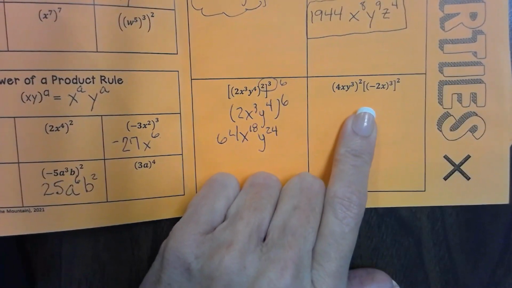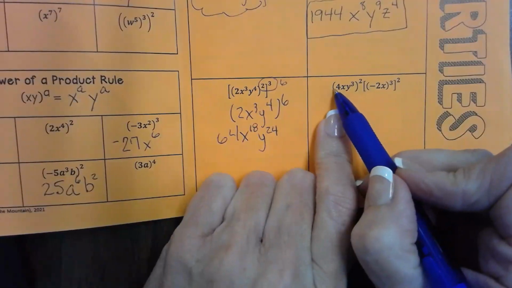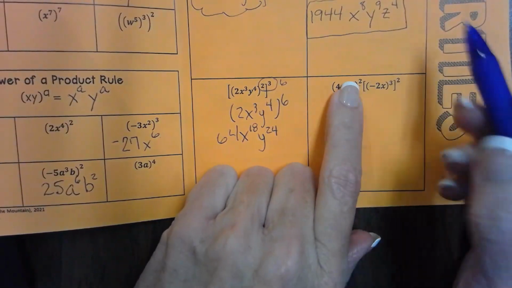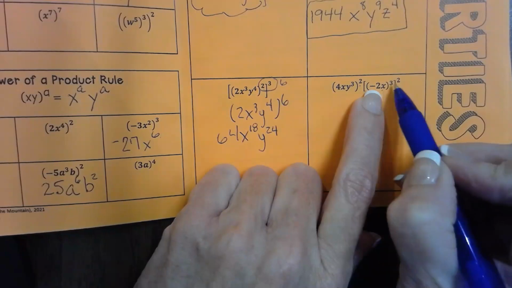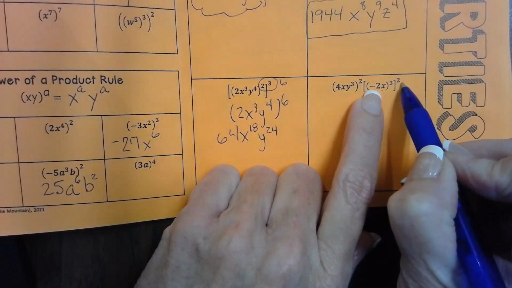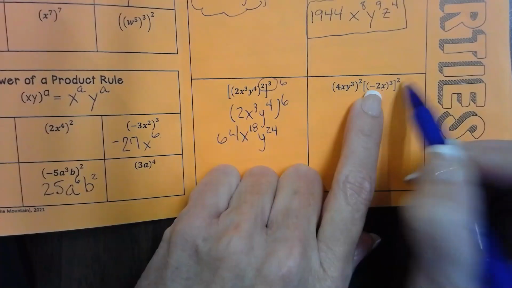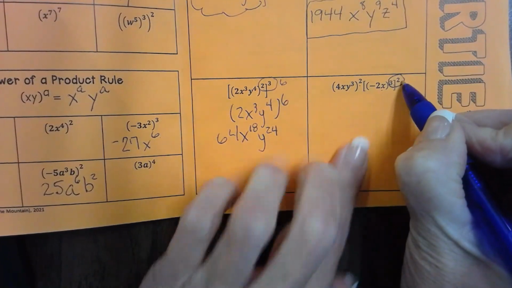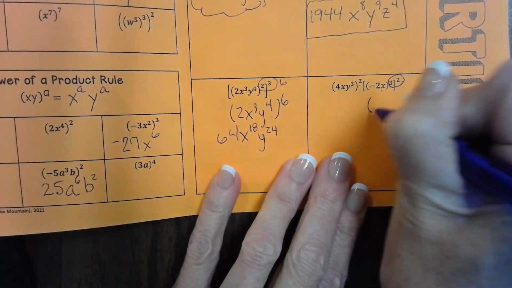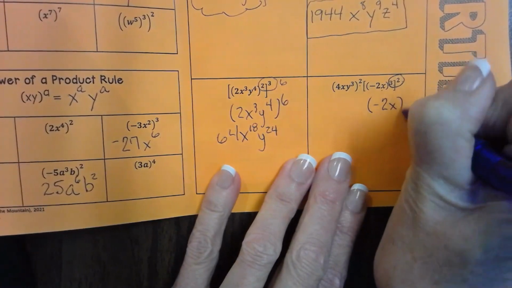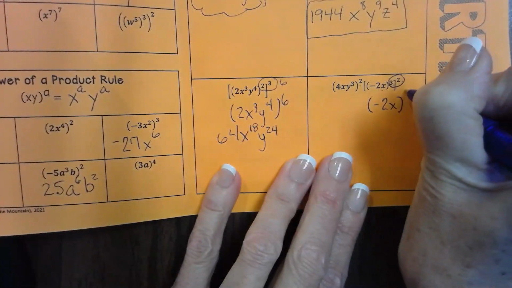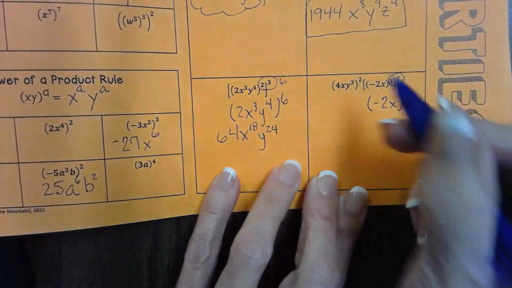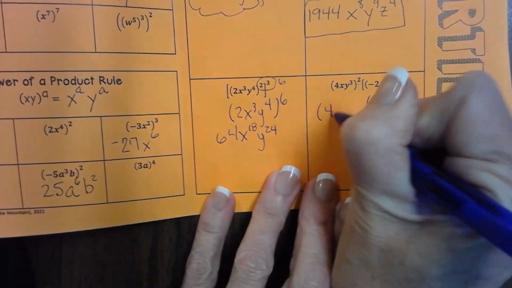All right. Trickier one. We've got one of these monomials raised to a power. Then we've got another monomial raised to a power raised to a power. So the first thing I'm going to do is fix this power raised to a power. So this is -2x, and I'm just going to multiply those powers, raised to the 6 right there. And I'm going to bring down this.